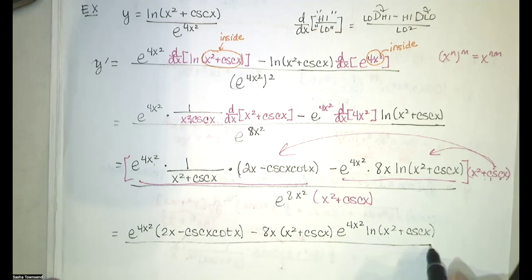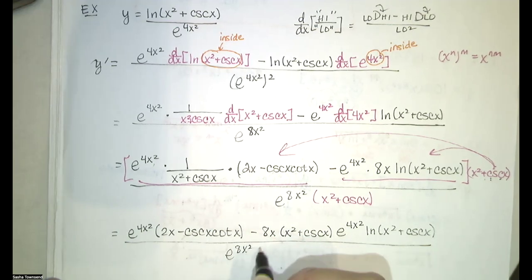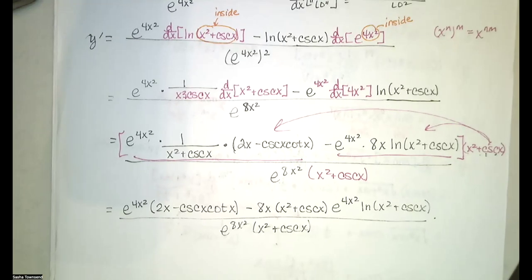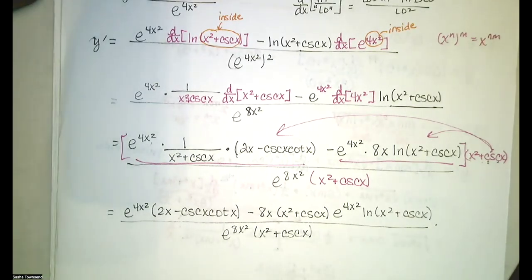All of that is divided by e to the 8x squared times the quantity x squared plus cosecant of x. And that's as simple as it gets. I know it doesn't look simple at all, but it's as simple as it gets for that particular function.